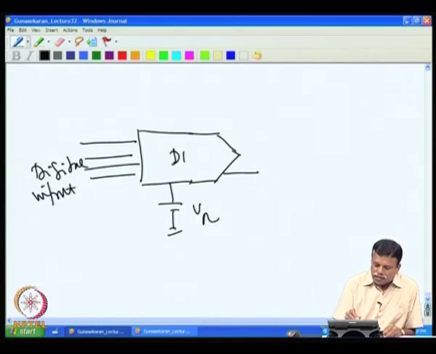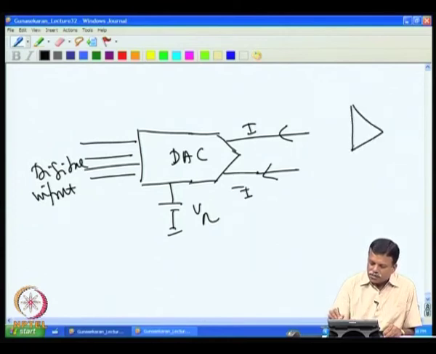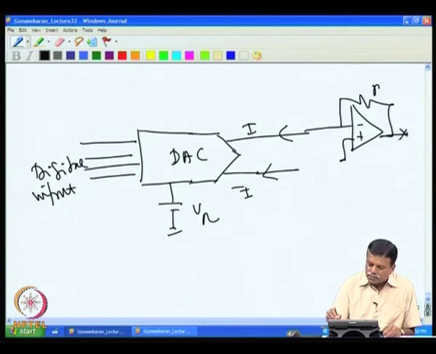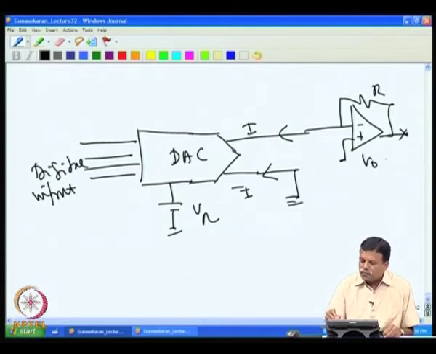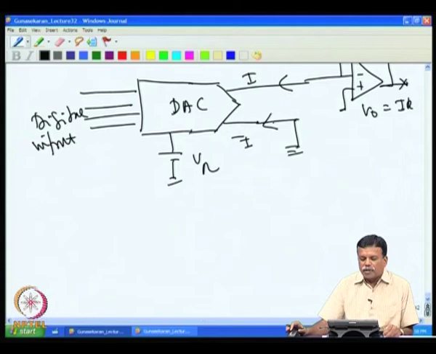So, you have a DAC converter where the current would be going in I and I bar, and then the output voltage can be obtained. In a positive output, the voltage will be positive. So, V0 would be equal to I into R. Remember, if you are using I, then I bar must be grounded.